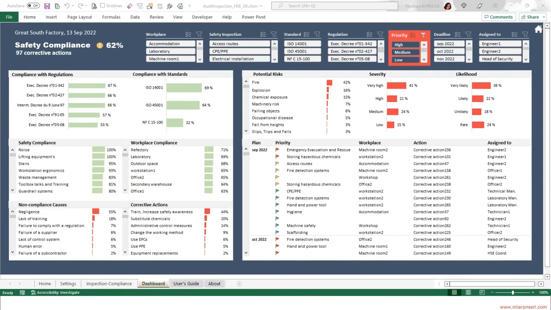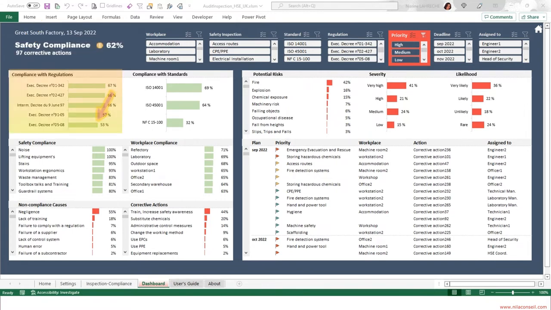With this dashboard, you can monitor safety compliance, health and safety risk assessment, and the corrective action plan. Here is the evaluation of safety performance and compliance at the Great South factory. Workplaces are 62% compliant with health, safety and environment regulations and standards. 97 corrective actions are necessary to bring workplaces into compliance and avoid work accidents.